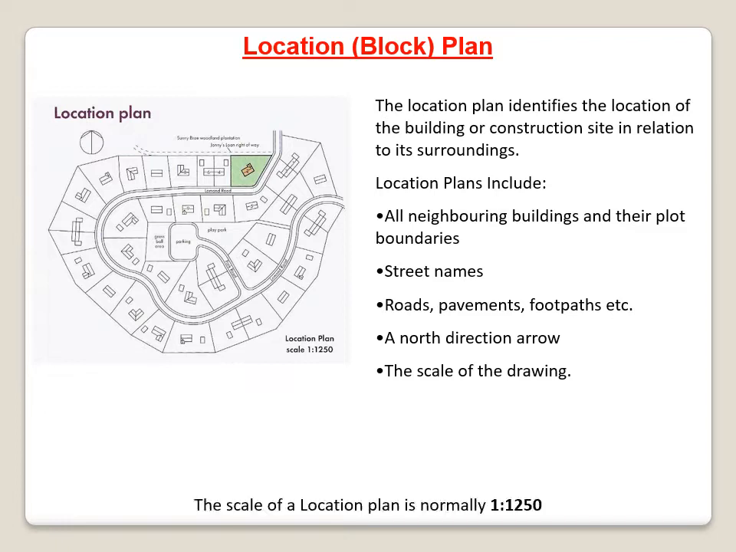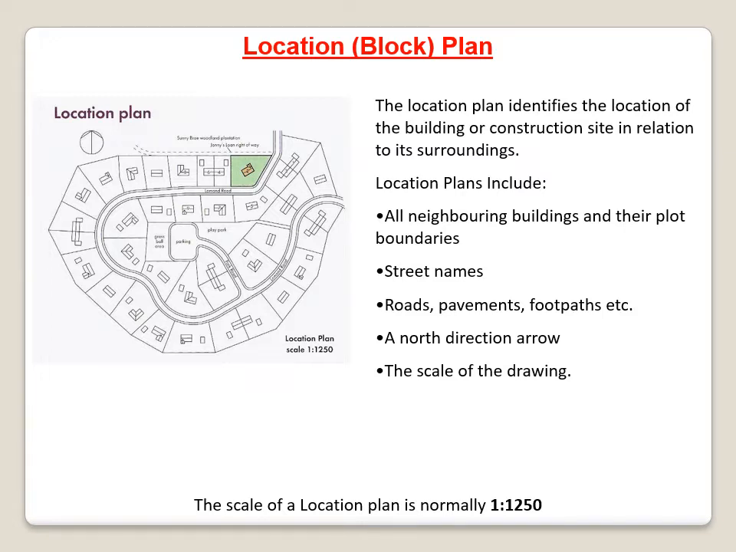In the case of a location plan, the scale is normally drawn at 1 to 1250. Now what this means is that 1 millimetre on that drawing represents 1250 millimetres in real life. So the drawing is 1250 times smaller than the actual plan.